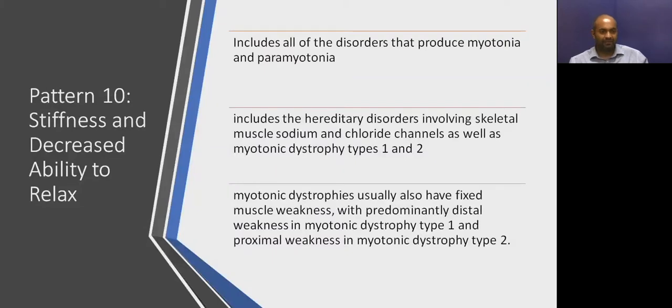Now the last pattern that we have to learn is stiffness and decreased ability to relax, or myotonias. So disorders which present with myotonias. This pattern includes all disorders that produce myotonia and paramyotonia. These are mainly channelopathies, basically hereditary disorders involving skeletal muscle sodium and chloride channels, as well as the dystrophic myotonias, myotonic dystrophy type 1 and 2.